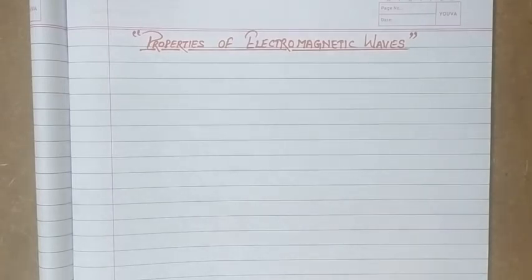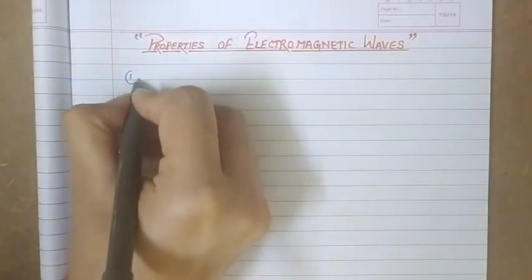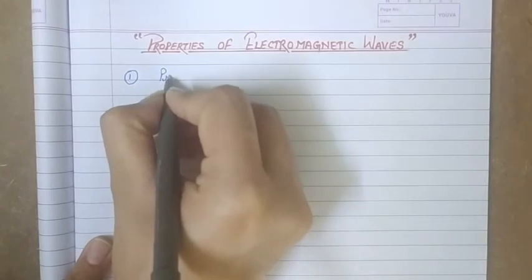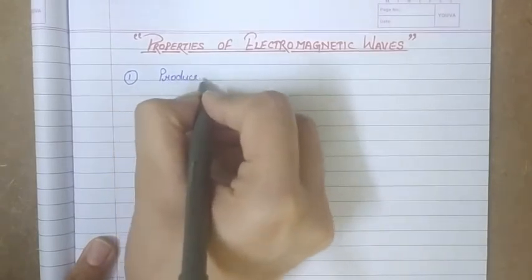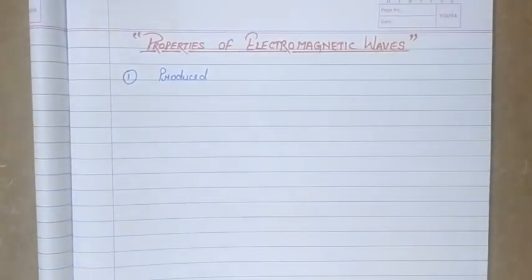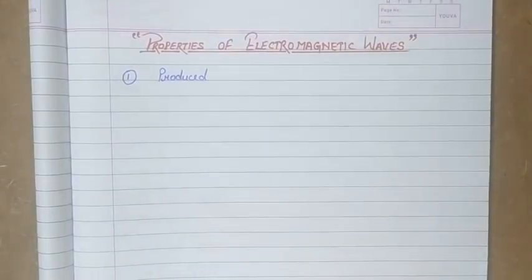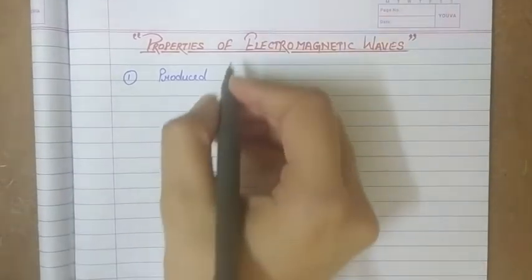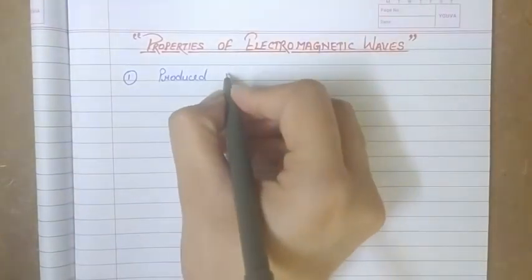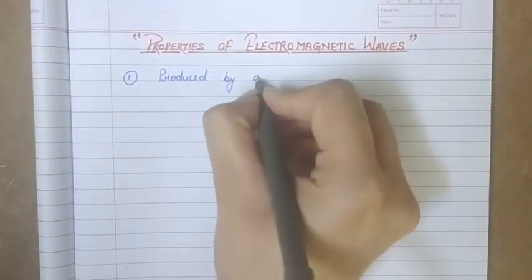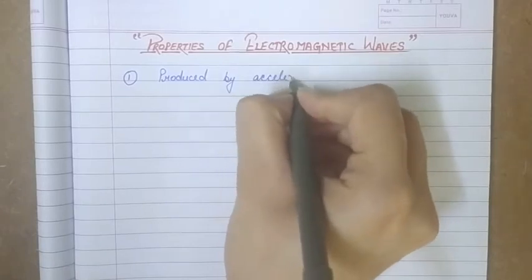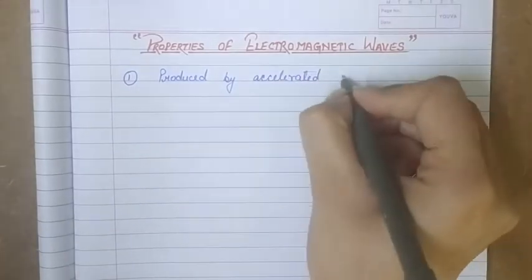So major properties of these electromagnetic waves are, first of all, these waves are produced by accelerated charges. If we have a charge but it is stationary or moving with uniform velocity, it is not capable of producing an electromagnetic wave. So these electromagnetic waves are produced by accelerated charges.